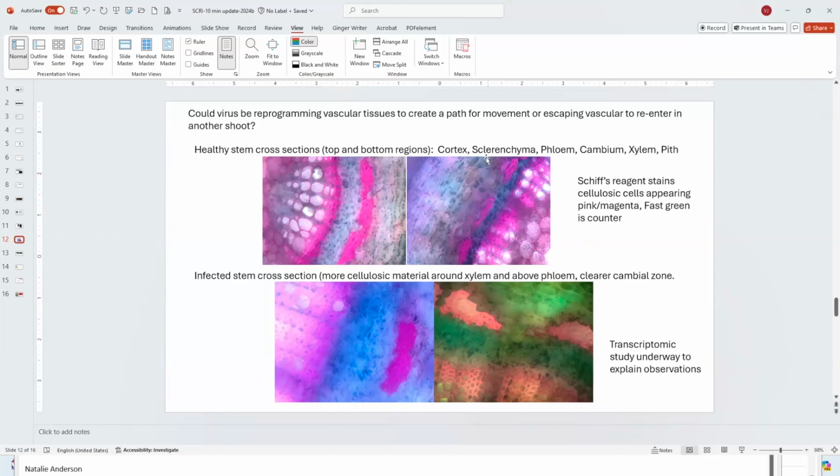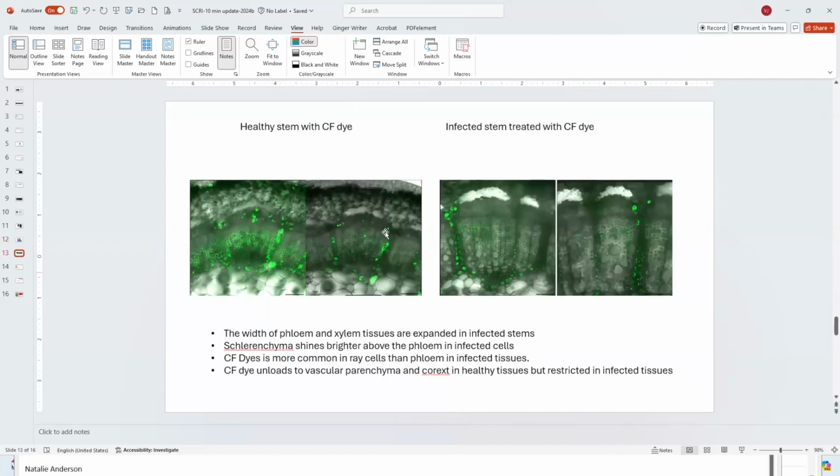You can see in both the cortex, the sclerenchyma. Sclerenchyma is also different, where it's a lot more hollowed out in the healthy tissue, and it's almost entirely closed in in the infected tissue. So again, we're just starting these studies on cross sections to look at how virus is affecting developmental changes in these plants.